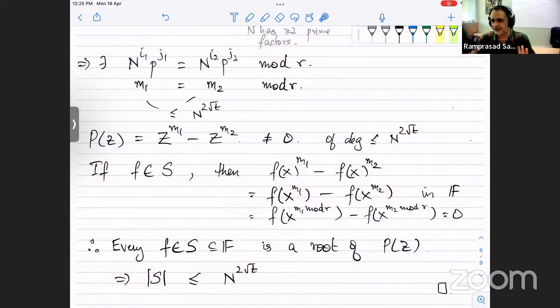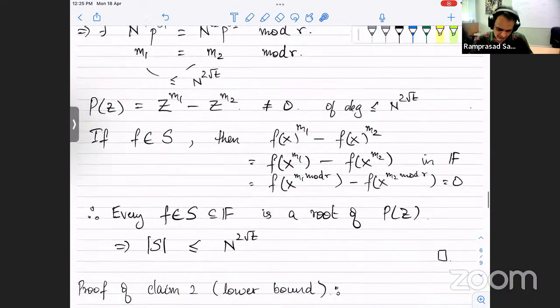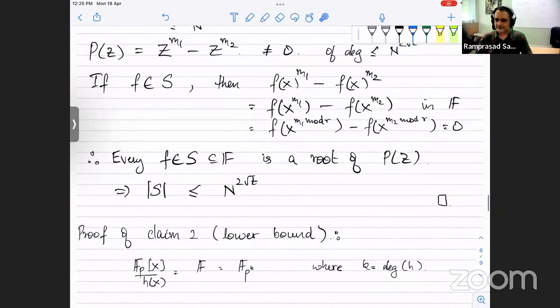Okay, so this is the upper bound, to sort of say that the size of S can't be too large. Is this okay, or should I maybe go over this part again? Okay, it seems to be fine. So now let's prove the lower bound.